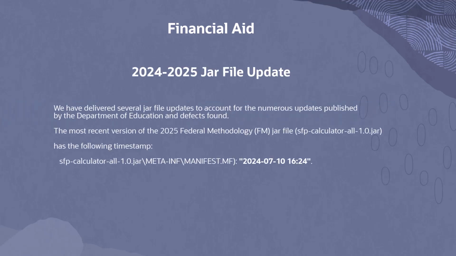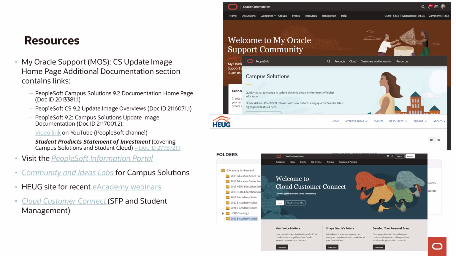We have delivered several jar file updates to account for the numerous updates published by the Department of Education and defects found. The most recent version of the 2025 Federal Methodology jar file has a timestamp of 2024-07-10 at 16:24. Let me wrap up by including a list of useful resources for Campus Solutions customers.